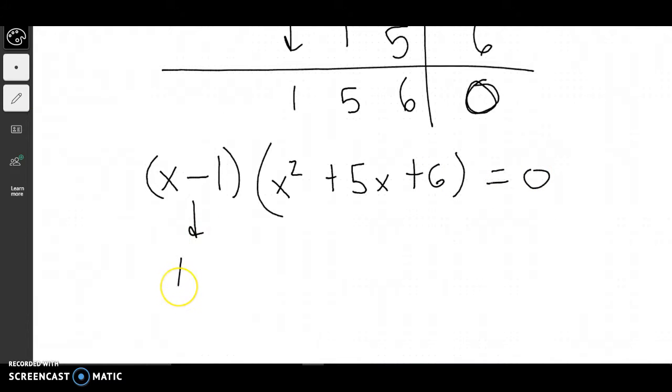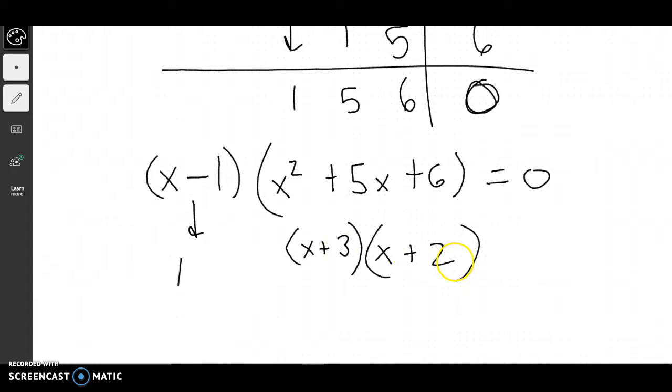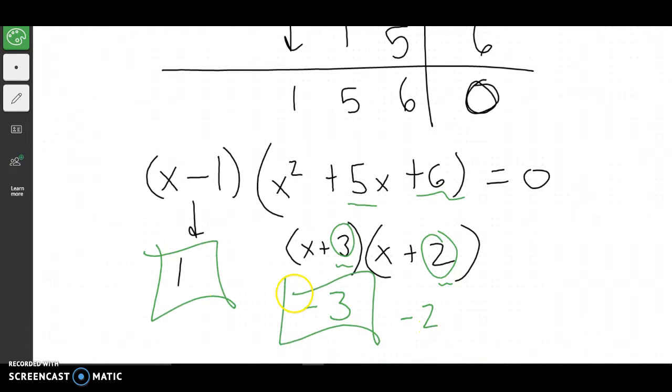This answer is really easy to get, which is 1. We have to factor this thing. So x and x, well, that's going to be x plus 3 and x plus 2, because 3 times 2 will give me 6, and 3 plus 2 will give me 5. So these answers should be negative 3 and negative 2. And there are my 3 answers.